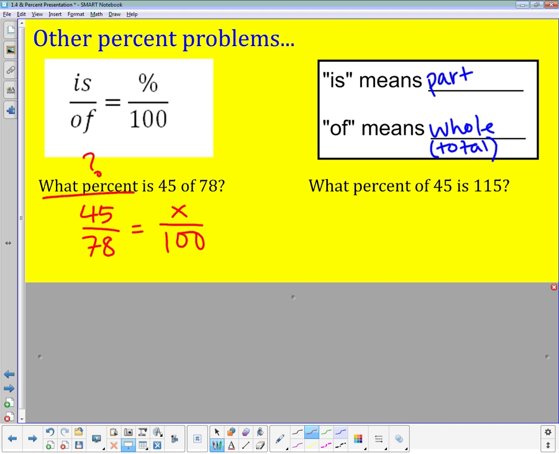And then when we solve proportions, just to review, we cross multiply and divide. So when I cross multiply and divide that, I get about 57.7%.